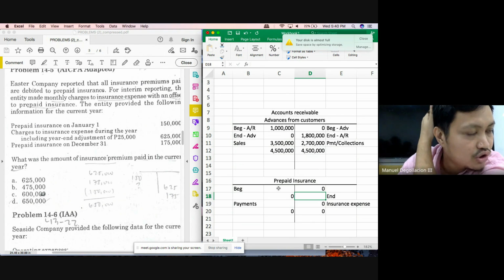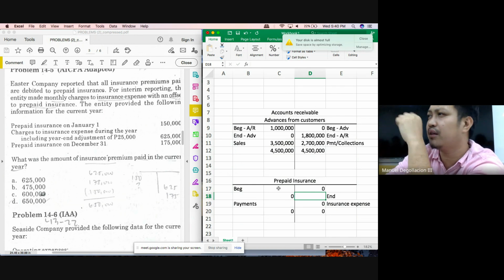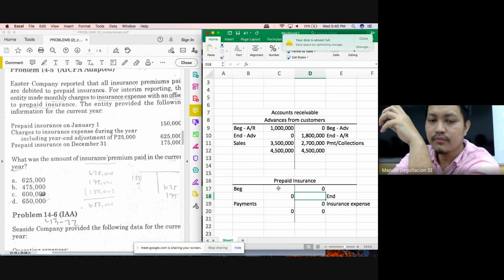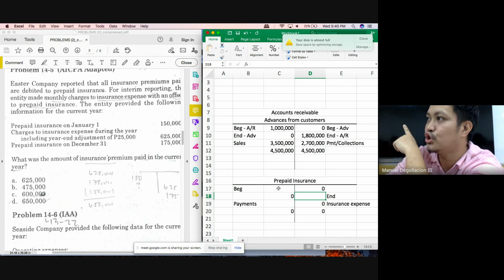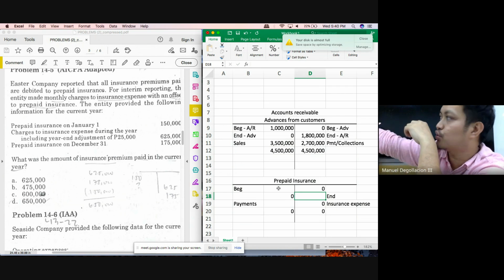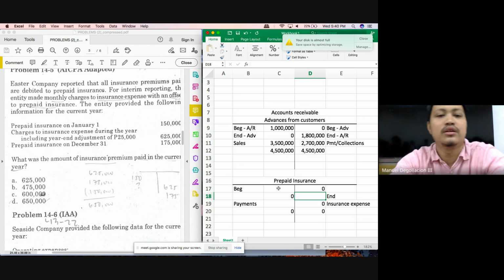Why will the recognition of insurance expense decrease your prepaid insurance? Because your entry is debit, sorry, debit, insurance expense, and credit, prepaid insurance. That's why the amount of insurance expense will be a credit posting to your prepaid insurance. So let's supply all the missing information.